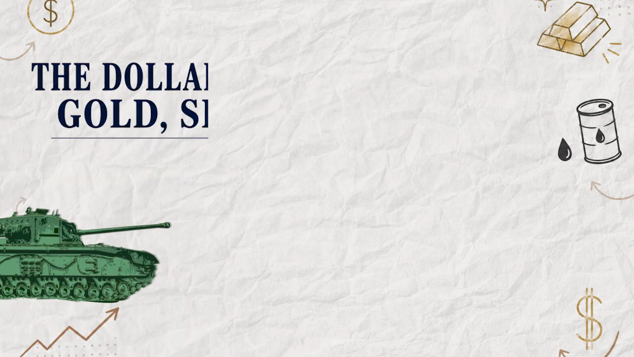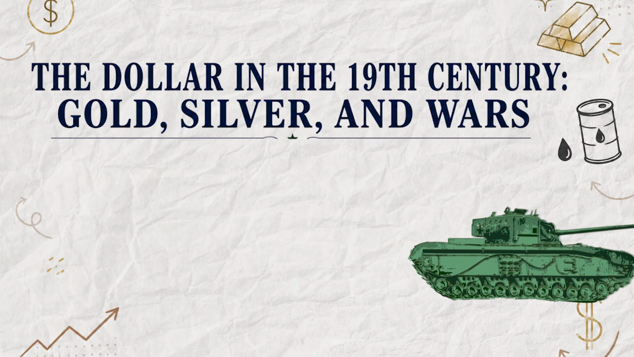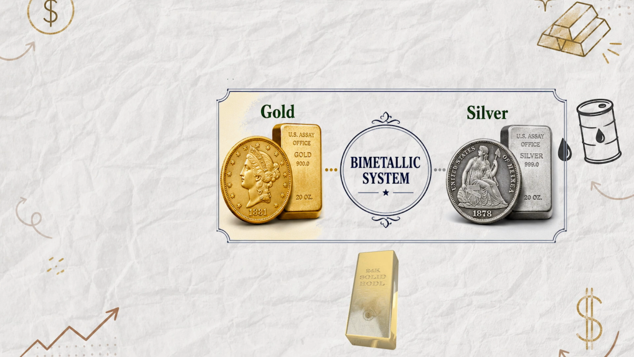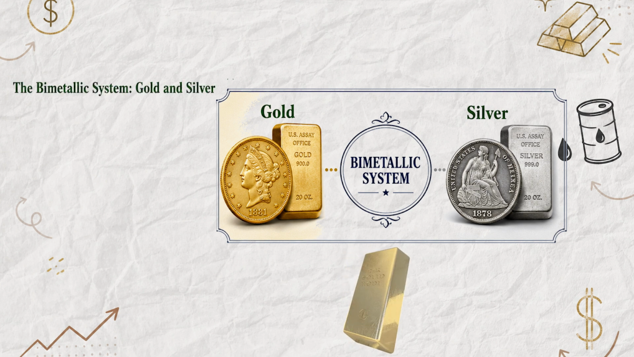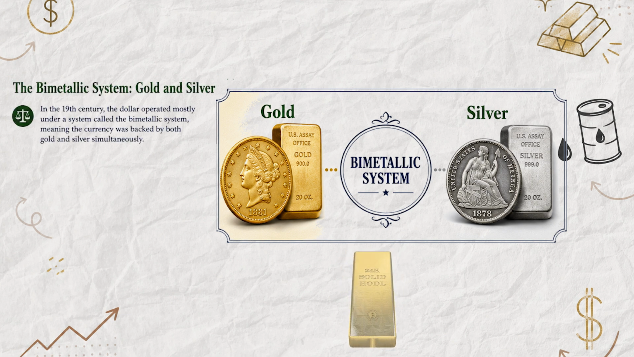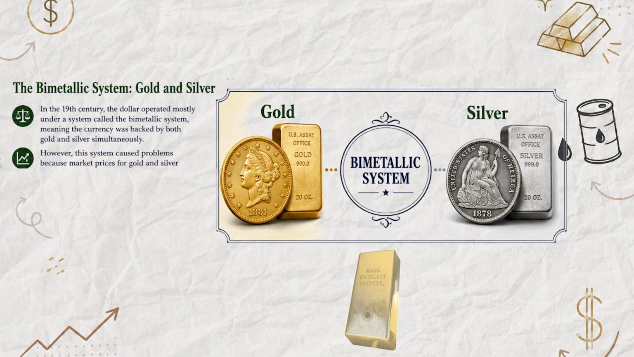The dollar in the 19th century: gold, silver, and wars. The bimetallic system, gold and silver. In the 19th century, the dollar operated mostly under a system called the bimetallic system, meaning the currency was backed by both gold and silver simultaneously. However, this system caused problems.